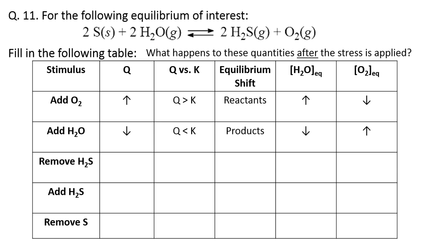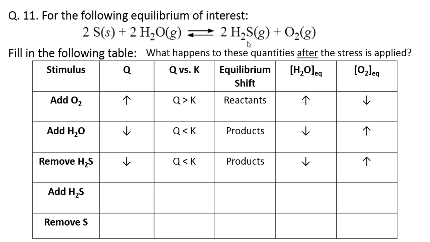If we remove H2S, we are now removing a product. This also decreases the value of Q. This will cause Q to be less than K. Again, the reaction will shift towards products, causing the equilibrium amount of H2O to decrease and that of O2 to increase.